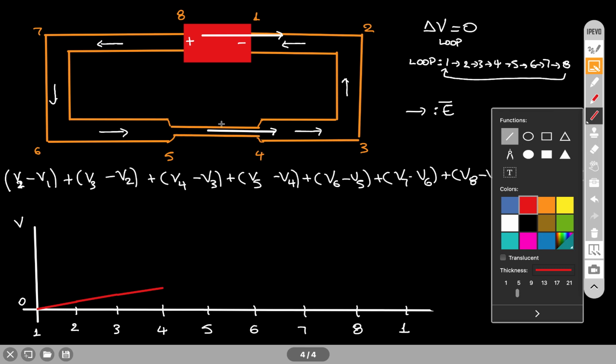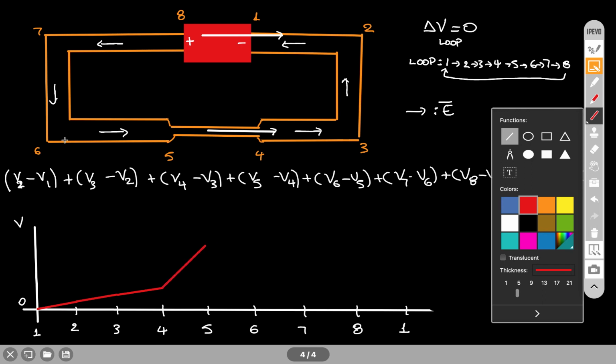Now, here's the thing. Something changes when you go from 4 to 5. The electric field inside the thin part of the wire is much greater than the electric field that you had in the thick part of the wire. If you don't remember that, I do recommend that you go back to the surface charges and review this. It is important to know that. The electric field in this thin part of the wire is much greater than the electric field that I had so far. Now, what that means is that the potential will increase, but it will increase more than what it did before. So this is what I get when I go from 4 to 5.